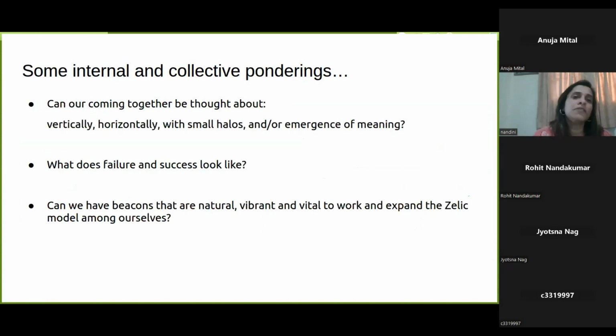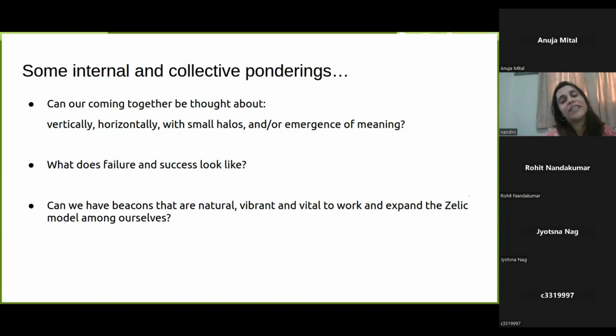And some of the internal and collective ponderings I've also been thinking about is, can coming together be thought about simply? Are we able to think about what are the vertical connections that we have? Say I was part of an organization and I didn't know a different part, and then through the seed lab, I knew somebody. So that is a vertical connection that I have established that can be quantified. There was a person in a site, or there's a horizontal level of engagement that I'm doing with fellows, or horizontal level of engagement I'm doing with respect to the embeddedness of the community. Has that expanded?